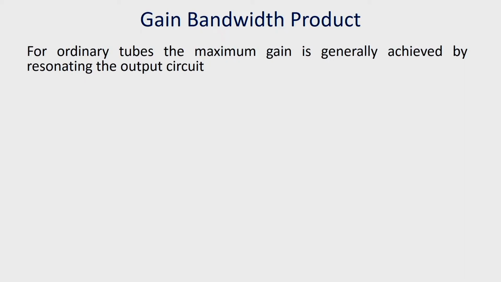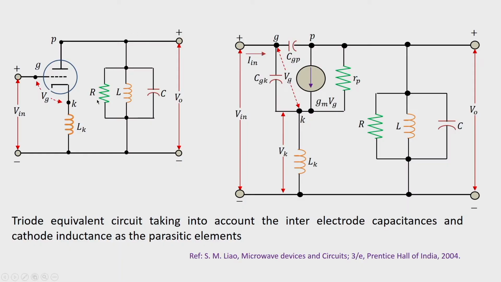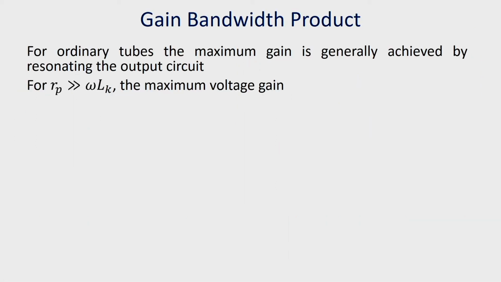gain bandwidth product. For ordinary tubes, the maximum gain is generally achieved by resonating the output circuit. So, if we consider the circuit here, we see that there is an RLC resonator circuit present. And what we assume now is that omega LK is very, very less as compared to the plate resistance RP.